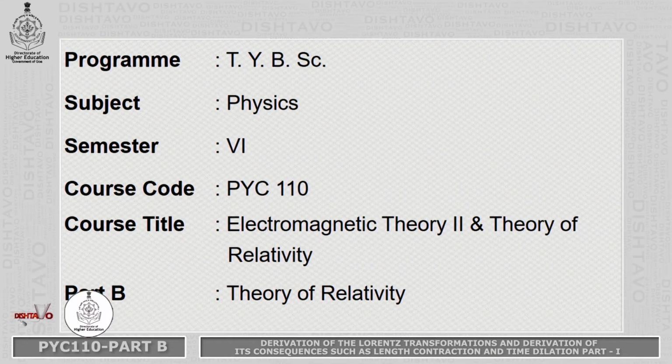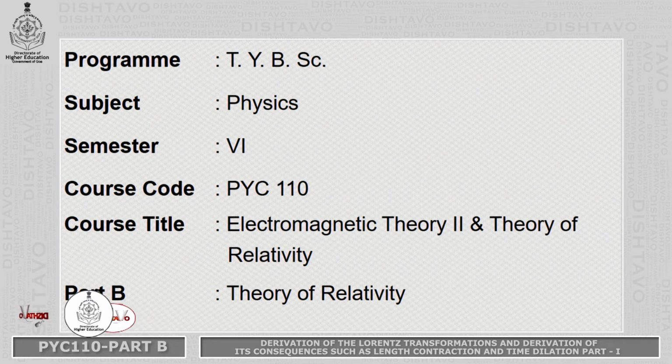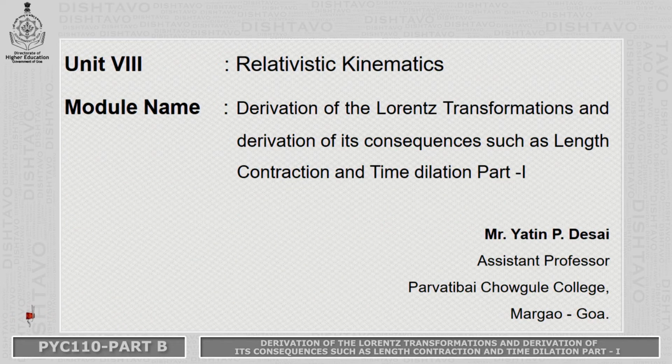Hello students, welcome to Unit 8 of this course, Electromagnetic Theory 2 and Theory of Relativity. This is Part B, Theory of Relativity. The name of the unit is Relativistic Kinematics and the module name is Derivation of the Lorentz Transformations and Derivation of its Consequences such as Length Contraction and Time Dilation, Part 1. I am Yatin Desai, Assistant Professor in Physics, Chowgule College, Margao.